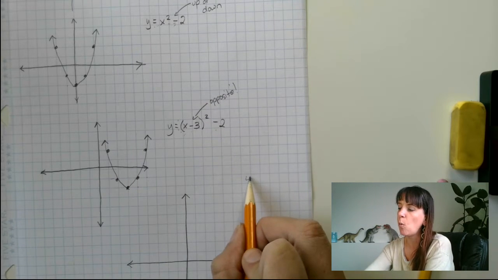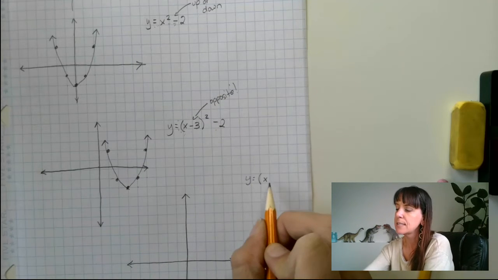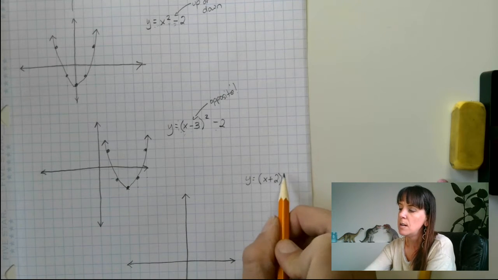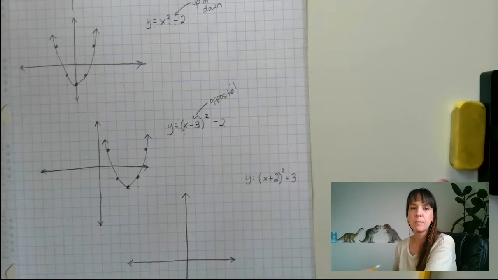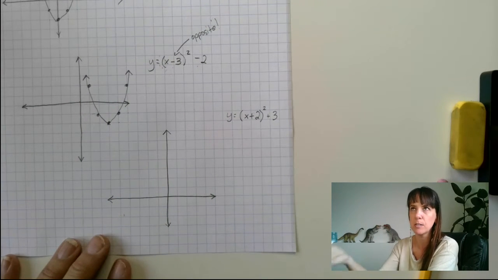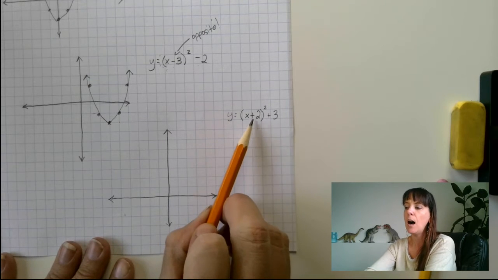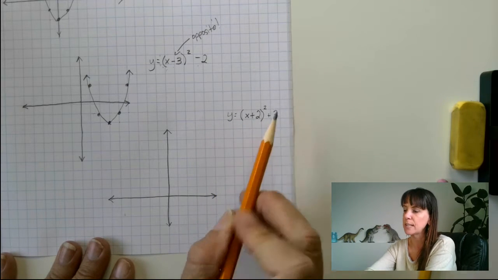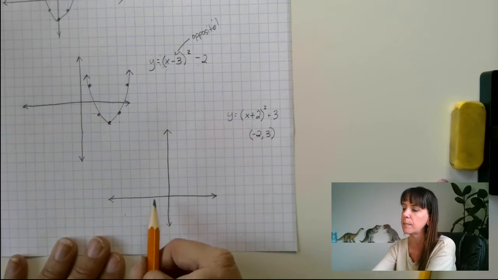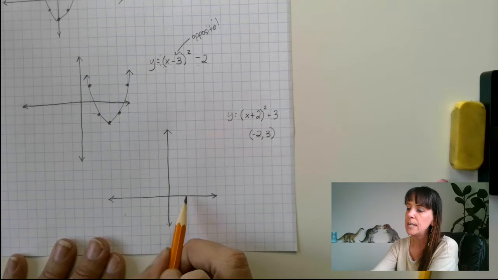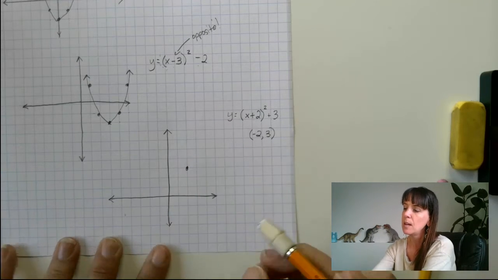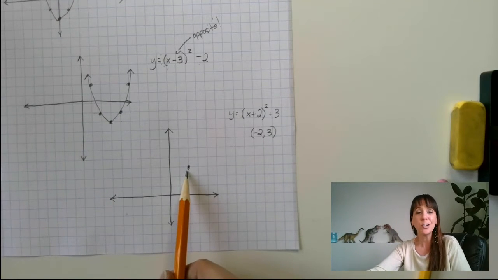Okay, so we're going to do this guy. y equals (x plus 2) squared plus 3. Opposite this, regular this. That means negative 2, 3 is our vertex. So we're going to go over negative 2, and we're going to go up 1, 2, 3 right here. Okay, so that is our vertex.